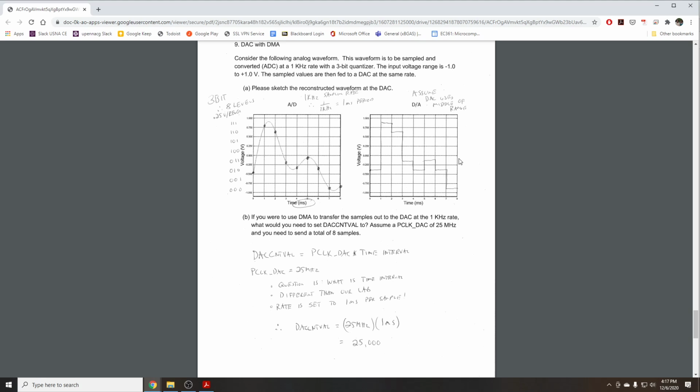So basically every 25,000 cycles, I'm going to put a new value in the DAC. When I'm running at a rate of 25 megahertz, 25 million cycles per second divided by 25,000 cycles gives us a frequency of 1 kilohertz that we're sending those samples at. So that's really all that's going on here, just combining these two numbers in the proper way to figure out what the count val is.